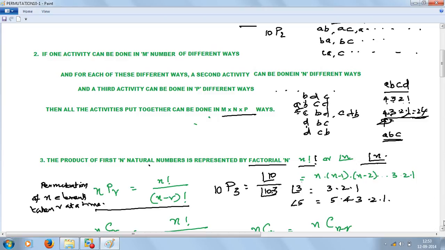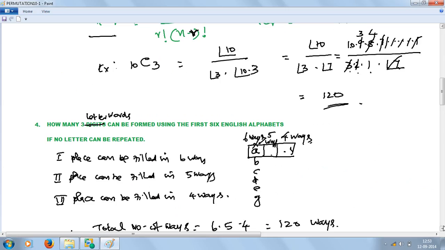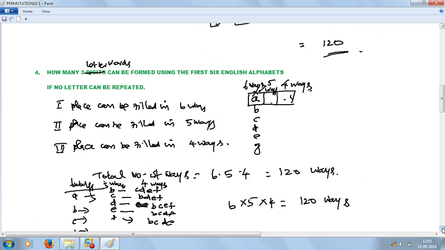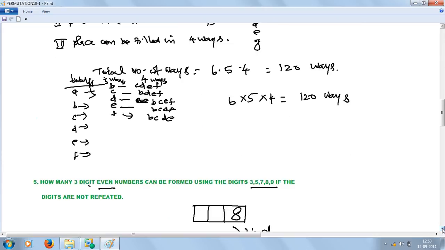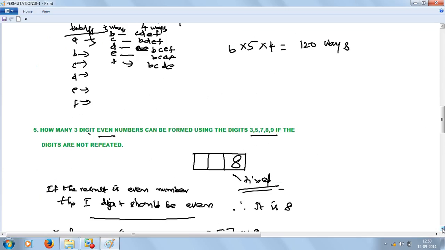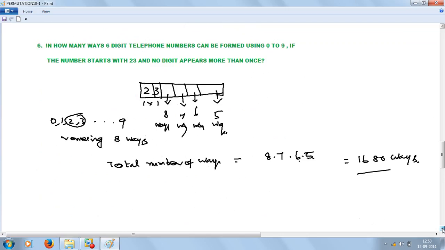So the best way to do a permutation lesson is to repeat the problems. Then the basics we can easily understand. Once the basics come, then applying the formula is very easy. So we suggest students to repeat the lesson to understand the basics. Thank you for listening patiently.